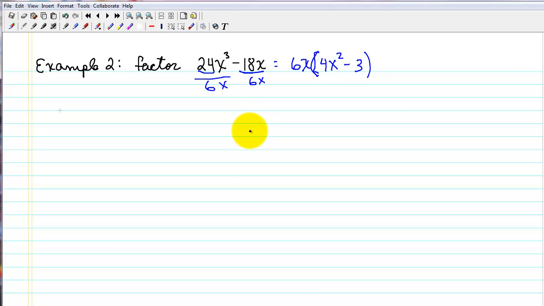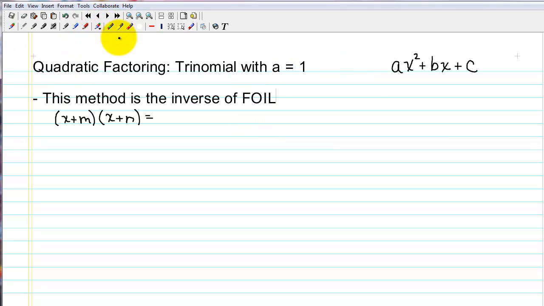So let's now move to our next type of factoring. We're now going to be working with quadratic expressions. A quadratic expression has this format: something x squared plus a number times x plus some constant. So ax squared plus bx plus c. And there are different methods for factoring trinomials. We're going to explore three methods today. In this first method we have trinomials, so this is a trinomial having three terms, and our leading coefficient is a 1.